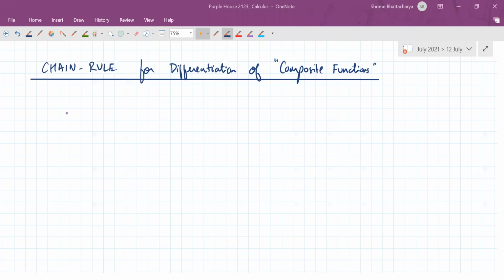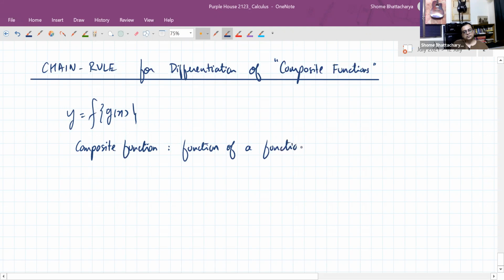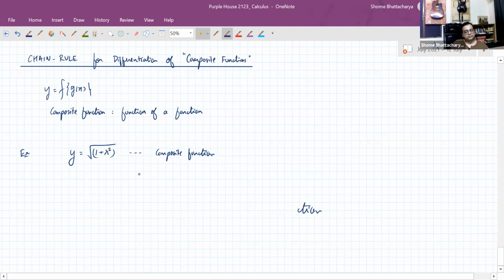Yes, sir. Okay. So a function of this type now. A function of a function is called a composite function. Basically a function of a function. So for example, I have, let's say, square root of 1 plus x square. This is an example of a composite function, because I can say that 1 plus x square itself is a function. And therefore square root of 1 plus x square is square root of g(x), which we can say is f of g(x), because f is the square root function.